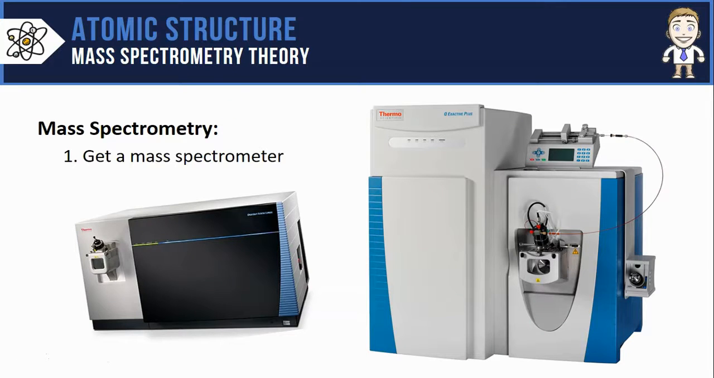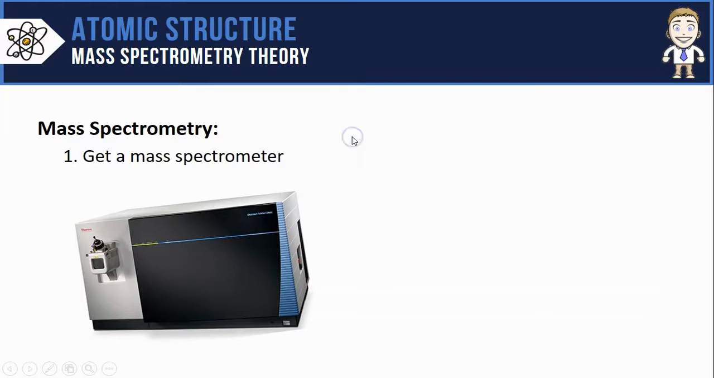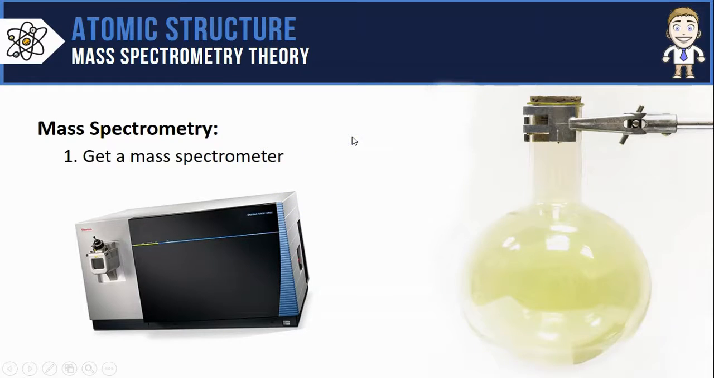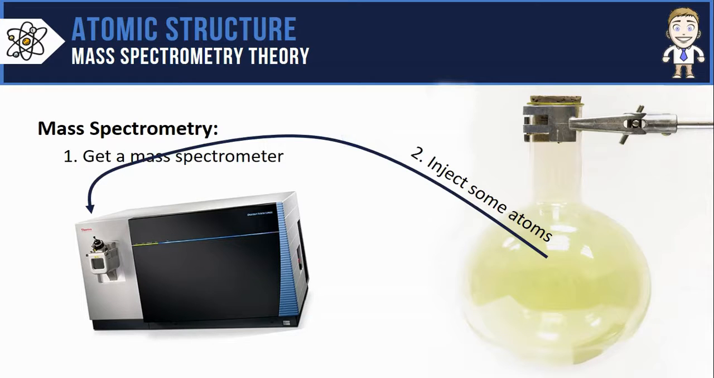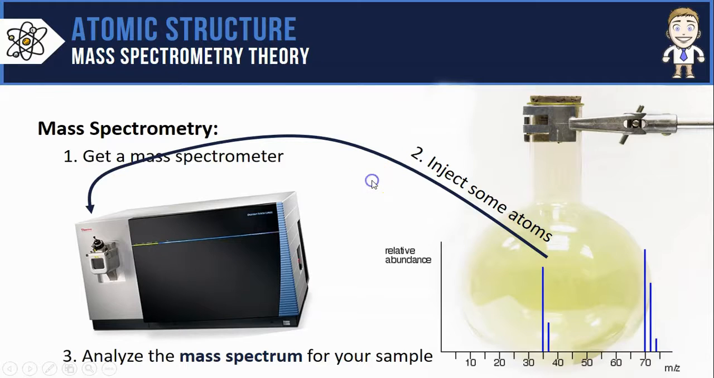These are very large, very complex instruments. Here's some examples of what they look like. Once you've got a mass spectrometer, all you need are some atoms, like the chlorine atoms we just talked about. You inject those atoms into the instrument, it tests them, feeds the resulting data through a computer, and that computer gives you a graph that looks like this. The graph is called a mass spectrum, which you analyze to learn about your sample.